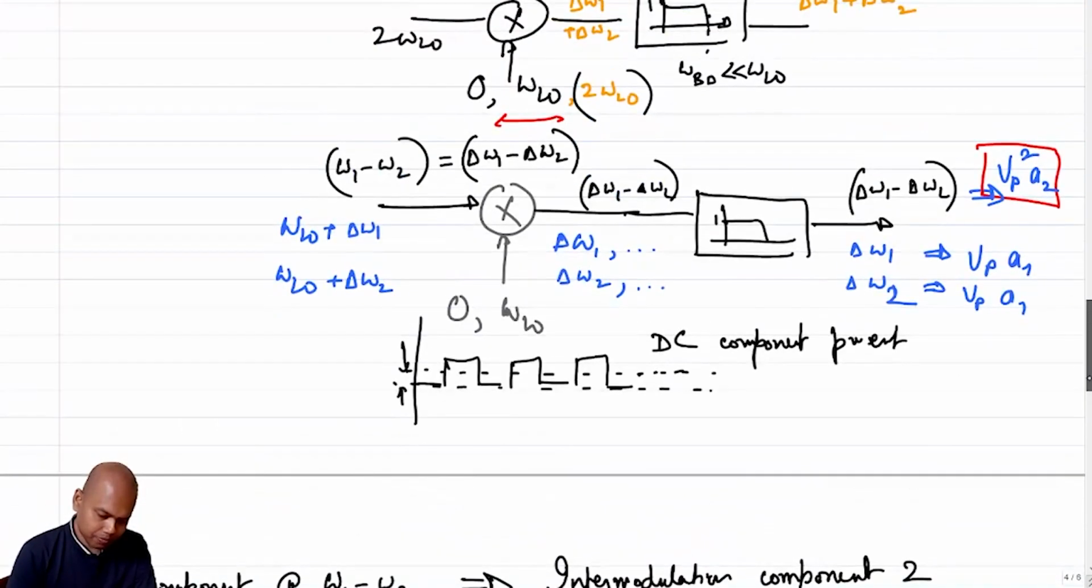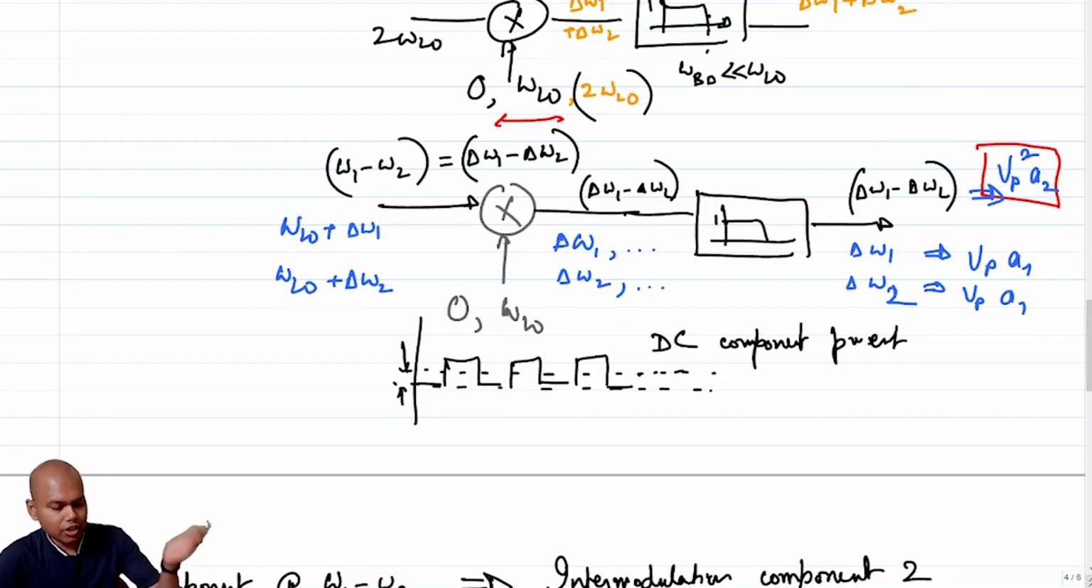Now, as you might have figured out by now, if the clock does not have a DC, or rather, if the clock does not have a DC or 2 omega LO or 4 omega LO and all those things, right? Then it seems like we will not have a problem of IIP2 at all. And indeed, if you have a differential clock, in many cases you will probably not face this problem of IIP2.